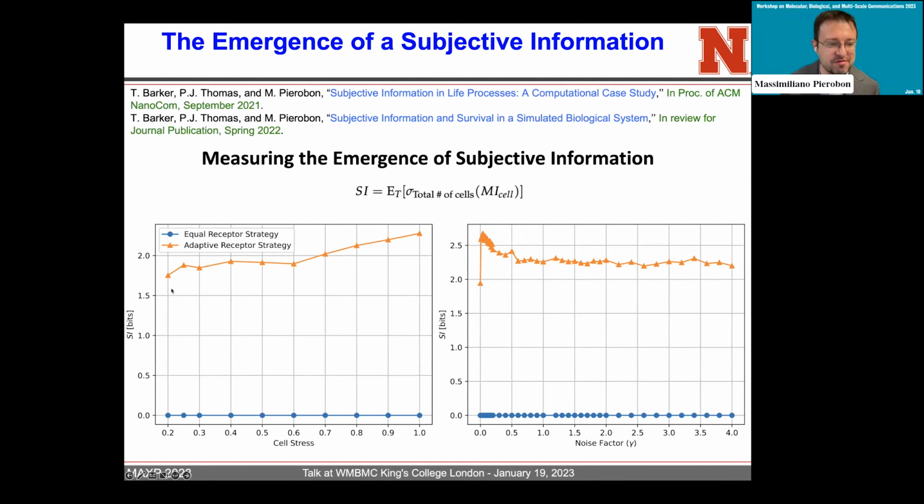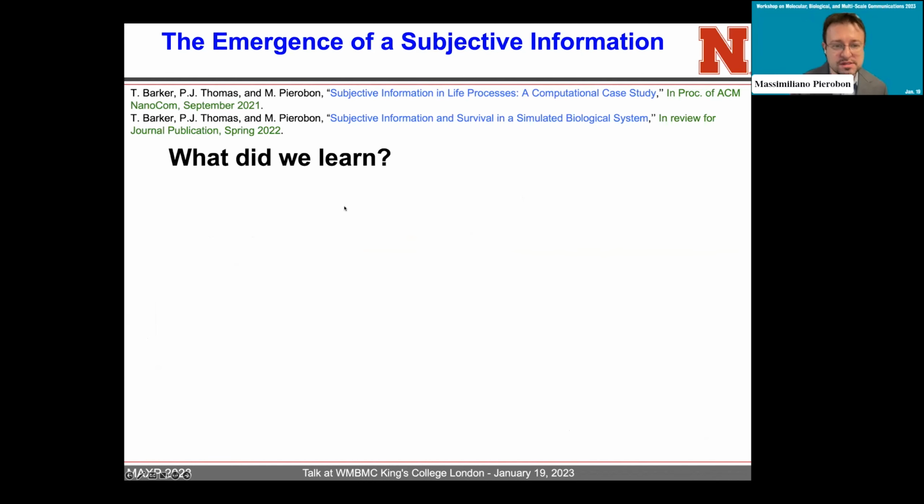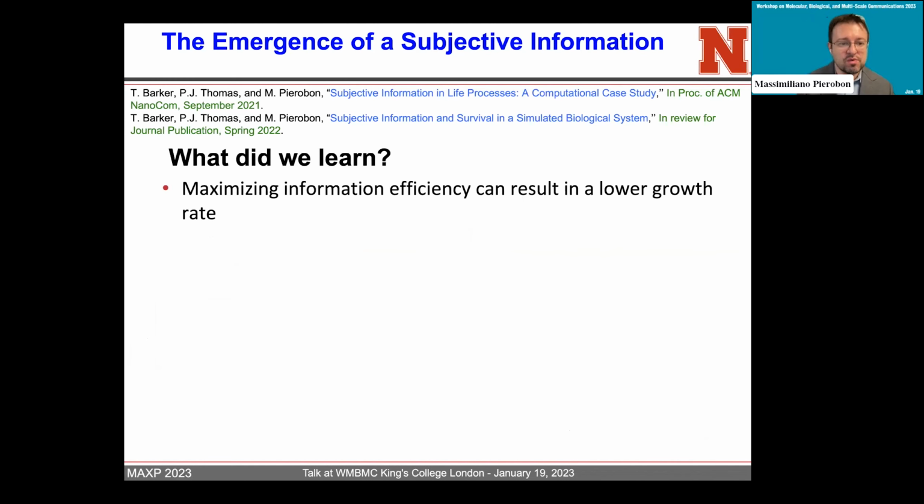And we found out that the variance of the mutual information is 0, of course, because the channel is constant for the equal receptor strategy, but for the adaptive, it actually supports a variance. And so we call this variation in the perception of individuals subjective information. So what did we learn?